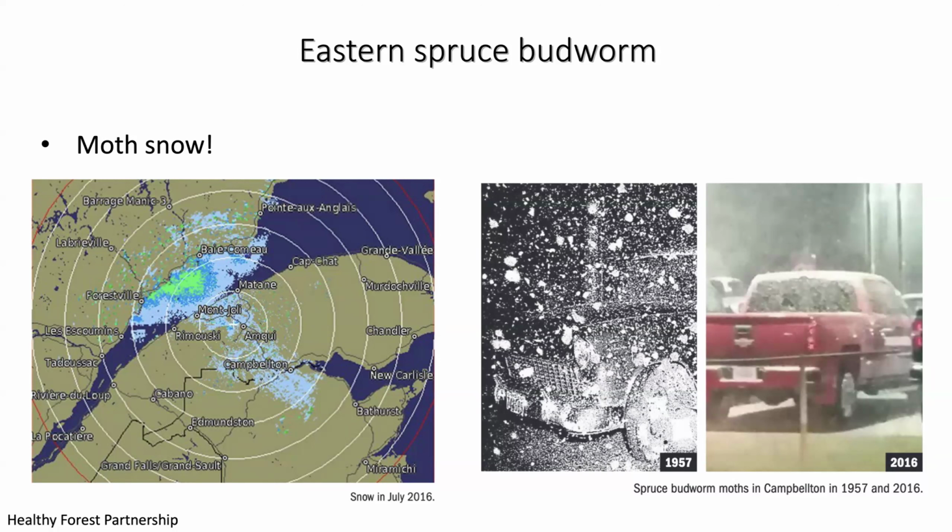So this really points to the abundance by which, when we're in an outbreak of eastern spruce budworm, you can see a lot of moths, you can see a lot of larvae, a lot of caterpillars in these boreal forests.